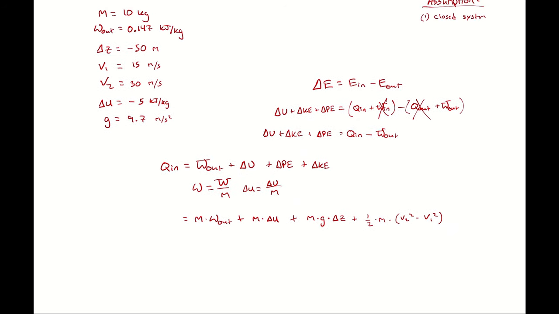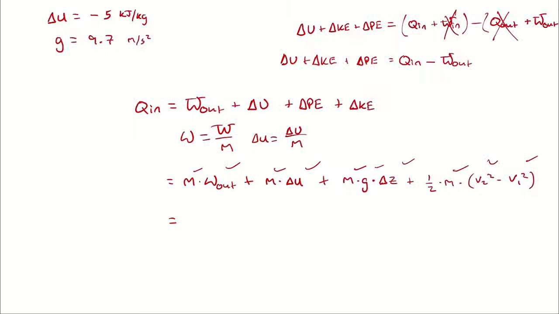So, do I know all of these parameters now? Well, I know the mass. I know gravity. I know delta Z. I know delta little u. I know specific work out. I know V1 and I know V2. So at this point, it's just a matter of plugging in some numbers.